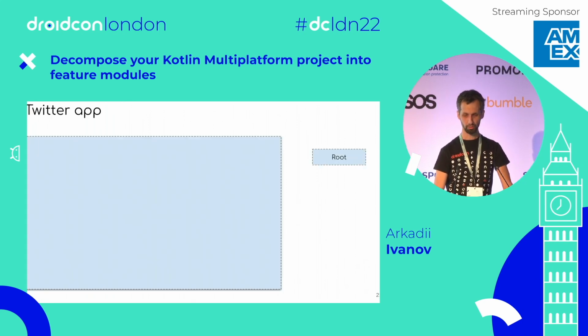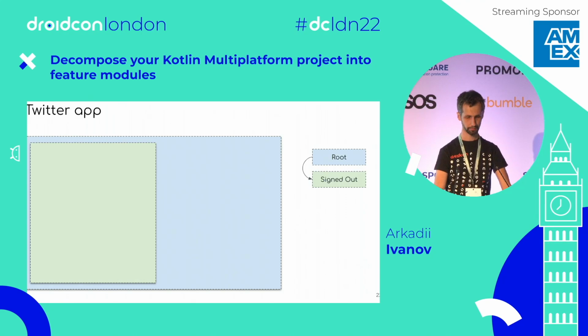The topmost scope is the root scope. This is the scope that is created at the very beginning of the app's lifecycle. It holds everything that works in the app. All the logic, repositories, data sources, everything is inside this root scope. And everything that should exist only while the user is not signed in can belong to a signed out scope.